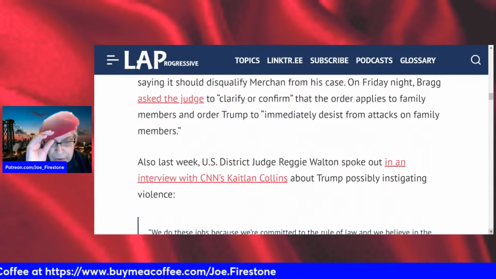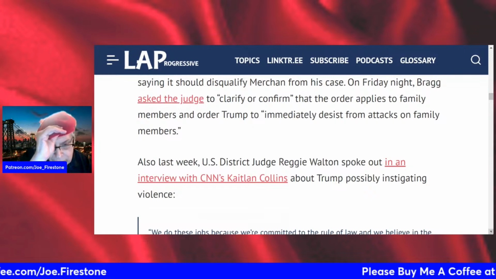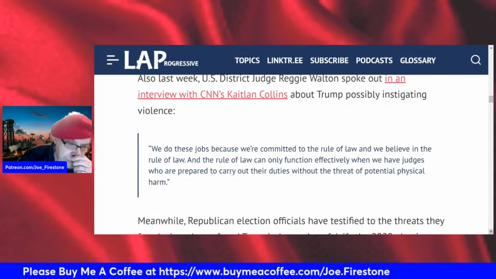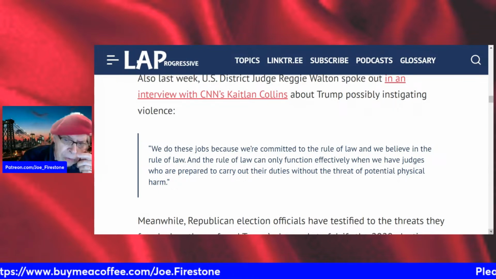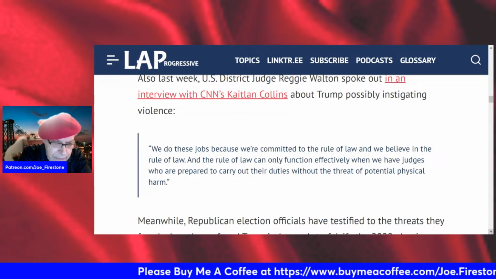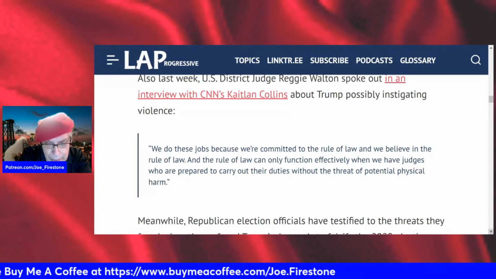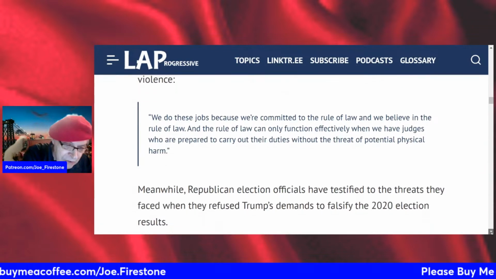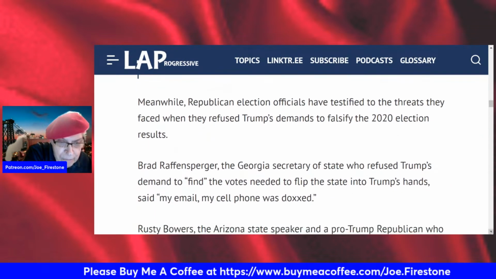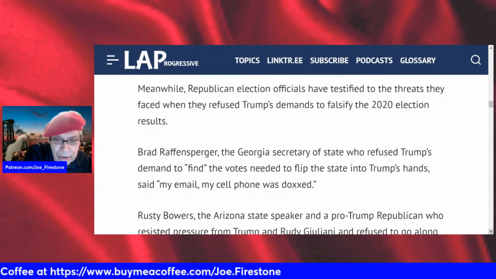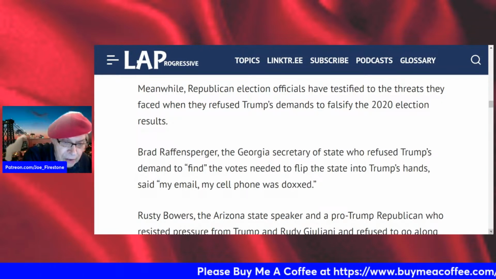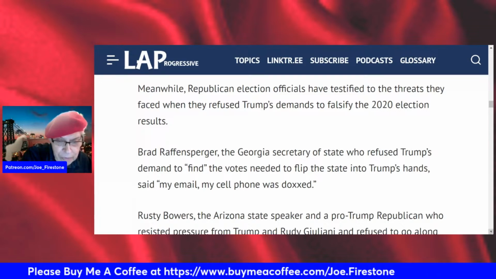Also last week, U.S. District Judge Reggie Walton spoke out in an interview with CNN's Caitlin Collins about Trump possibly instigating violence. Quote, we do these jobs because we're committed to the rule of law, and we believe in the rule of law. And the rule of law can only function effectively when we have judges who are prepared to carry out their duties without the threat of potential physical violence, physical harm, I should say. Meanwhile, Republican election officials have testified to the threats they faced when they refused Trump's demands to falsify the 2020 election results. Brad Raffensperger, the Georgia Secretary of State, who refused Trump's demand to, quote, find, unquote, the votes needed to flip the state into Trump's hands, said, quote, my email, my cell phone was doxxed, unquote.